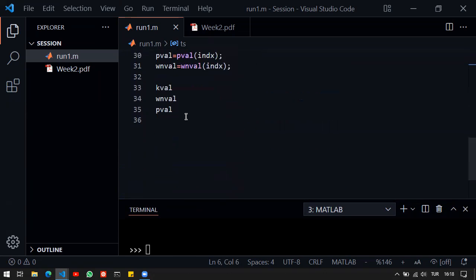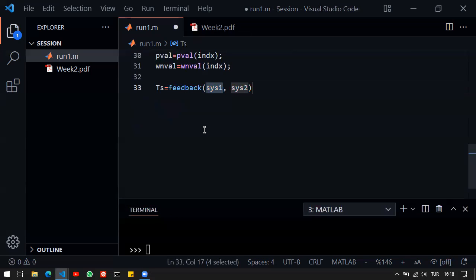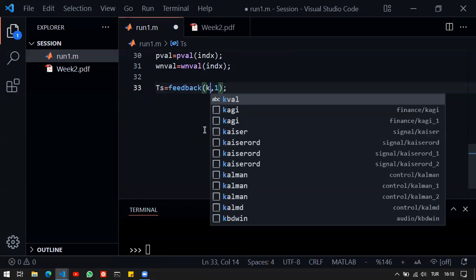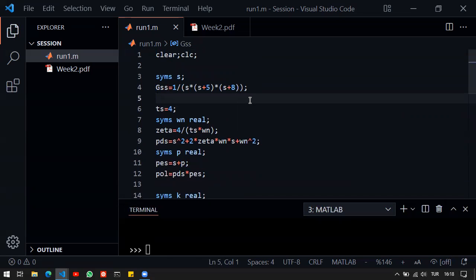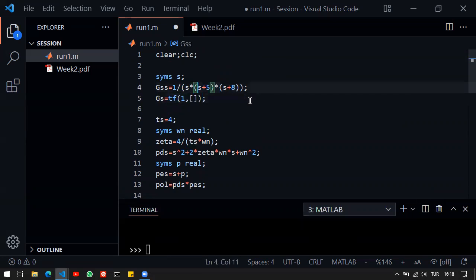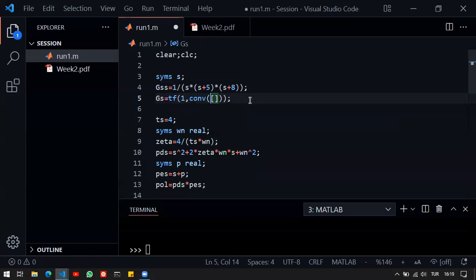Therefore, since we have the controller here, we can basically use the feedback command here, and then use k-val times gs. Of course, I need to define gs here. So let's define that. 1 divided by something. Now there are two ways: I can directly calculate this here and then provide the coefficients, or I could ask MATLAB to calculate them for me by using the convolution operator here.